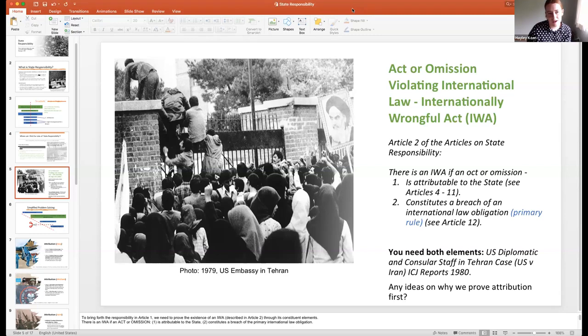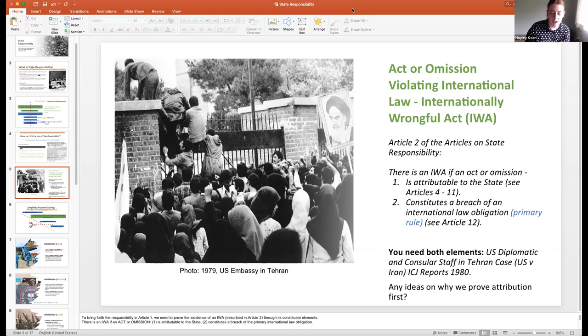So to entail the responsibility of a state for an internationally wrongful act, you need to prove, obviously, the existence of an internationally wrongful act. And in Article 2 of the draft articles, there are two requirements. Firstly, an internationally wrongful act exists if there is an act or omission that is attributable to a state, and that act or omission constitutes a breach of international law. So you can see how we are firstly talking about attribution, and then secondly talking about that primary rule obligation. So you need both elements. That was covered by the Tehran case.